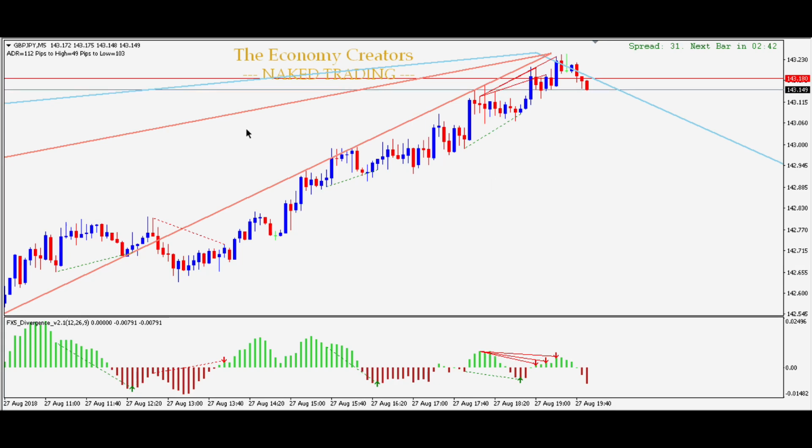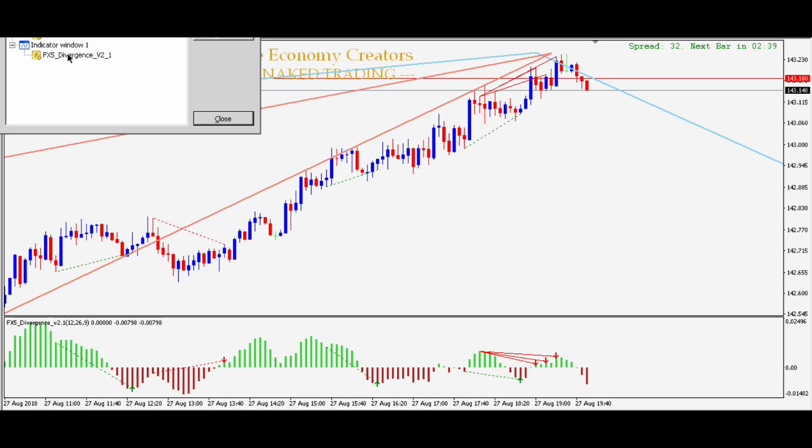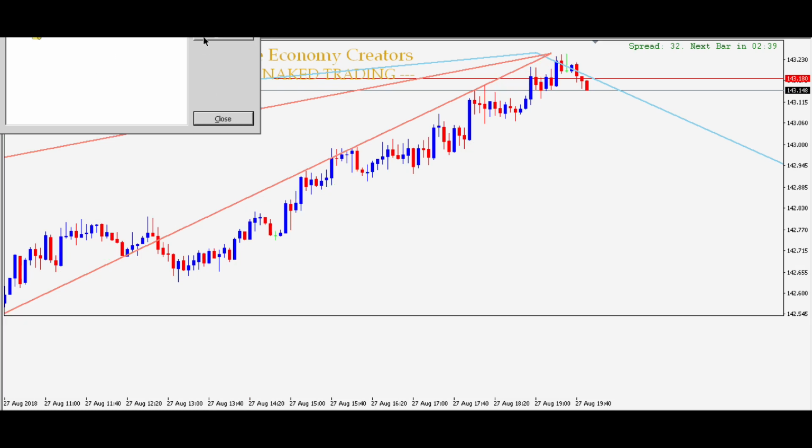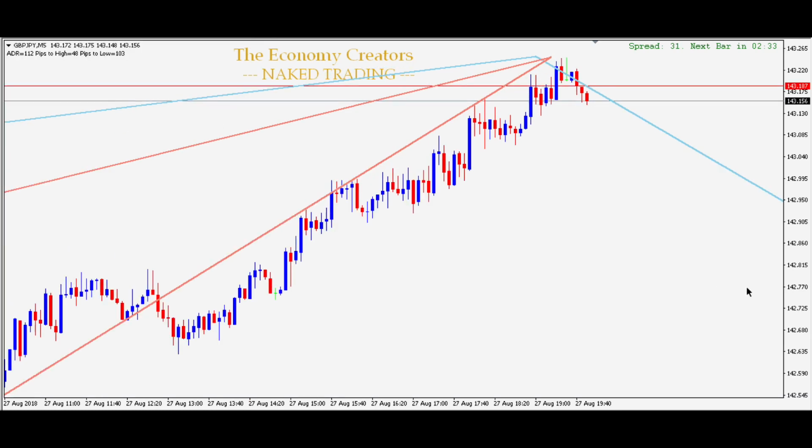So with that being said, you have divergence there. So that also signifies that price is moving down. As you see, price is moving down as I'm doing this right now.